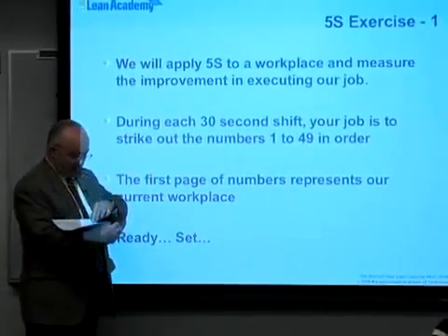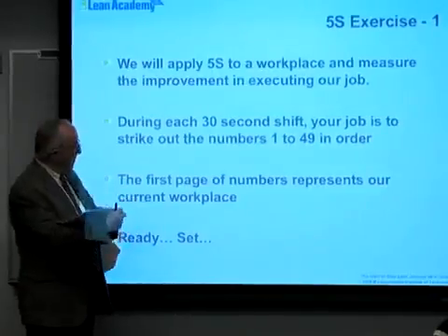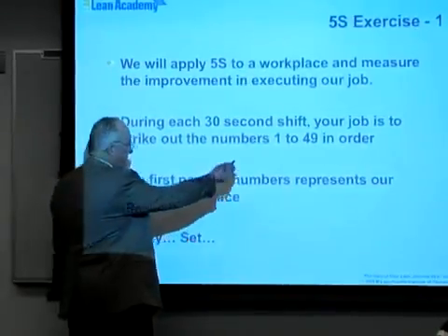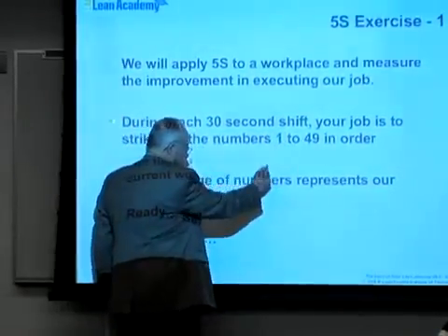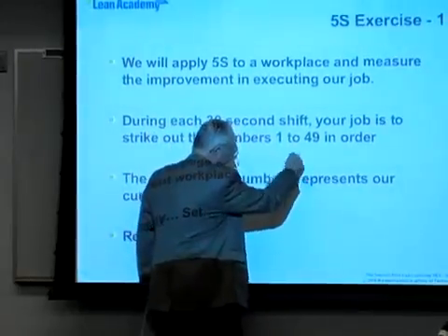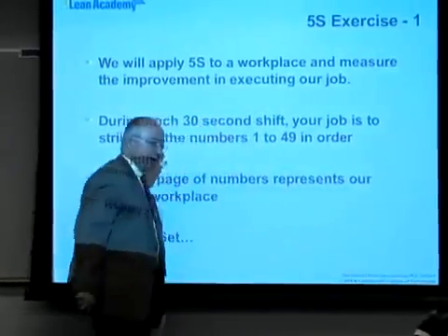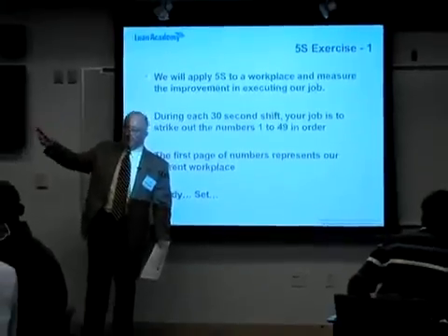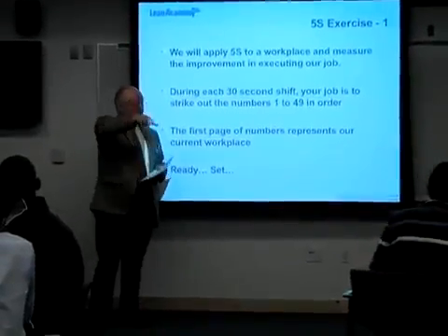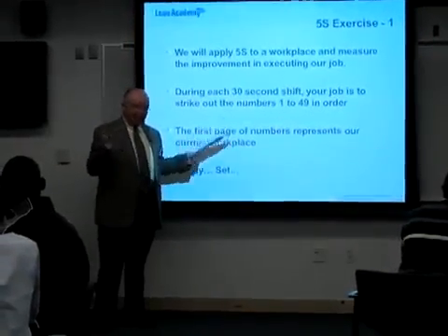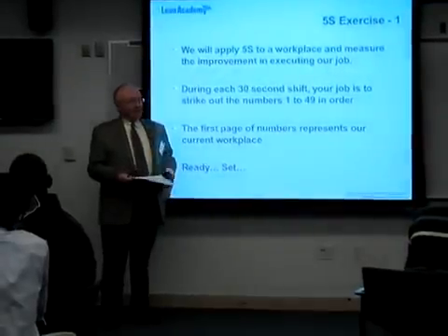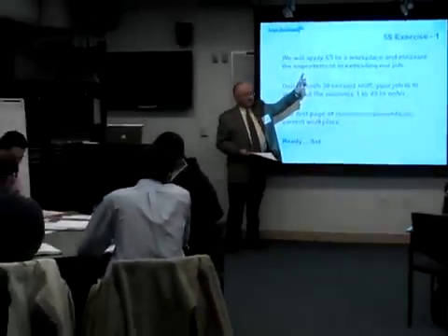You'll see a bunch of numbers. Don't look. What we want you to do is to find number 1, cross it out, then find number 2, cross it out, number 3, up to 49. You have to do it in order. 1, 2, 3, 4, 5, 6, 7, 8, 9, 10. Find the number, cross it out, find the number, cross it out, and then stop when I tell you to stop. Ready, set, go.